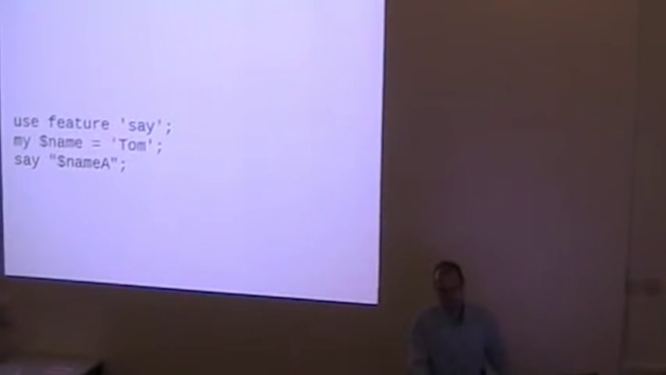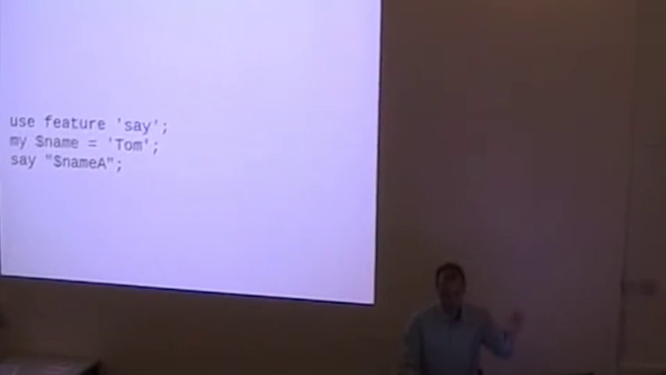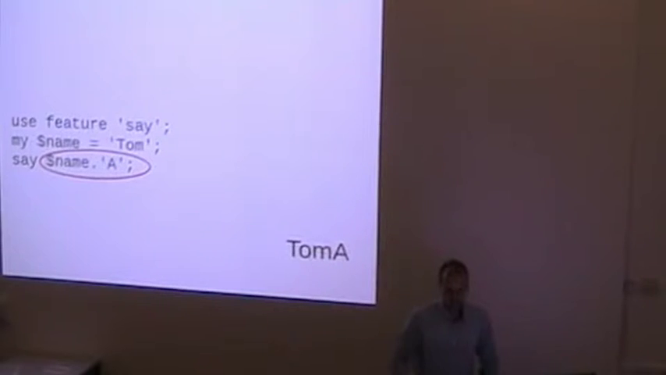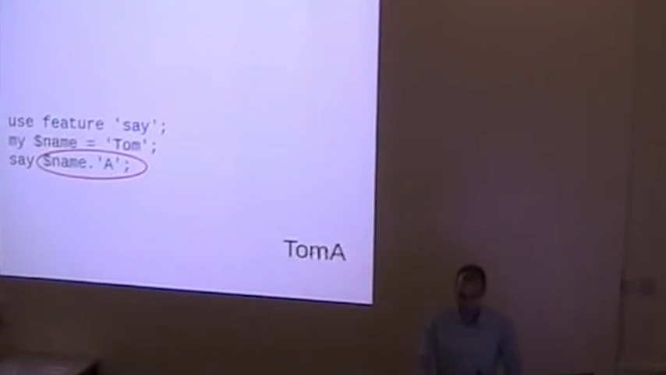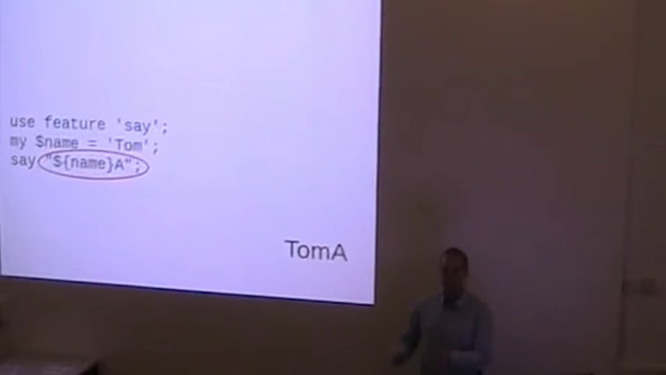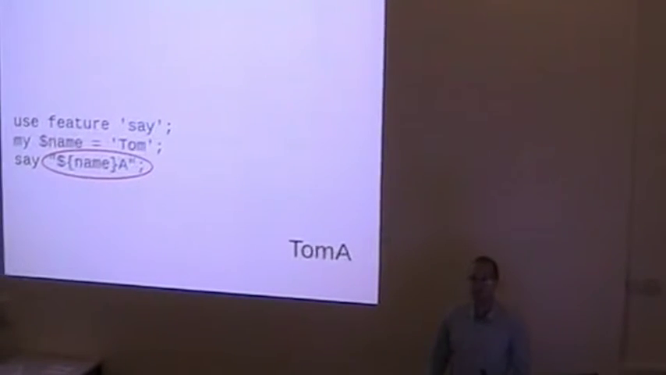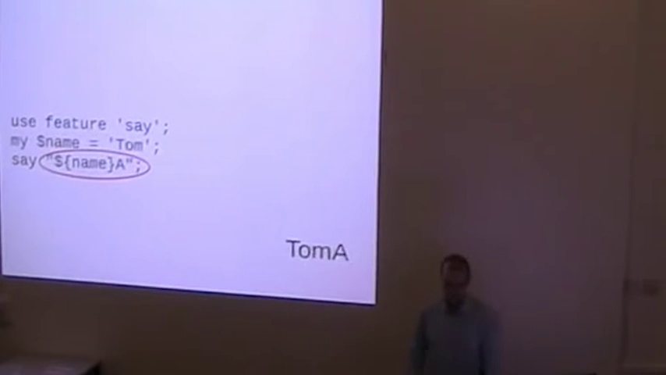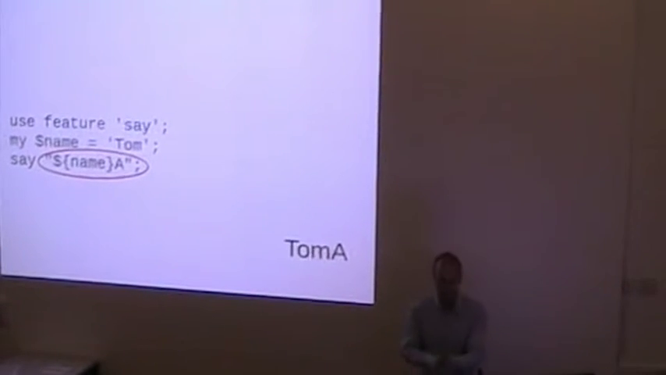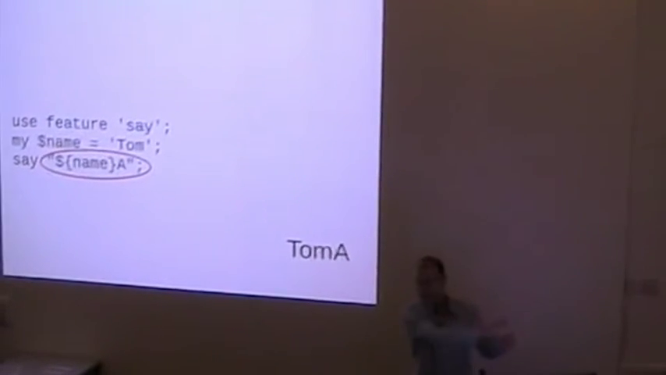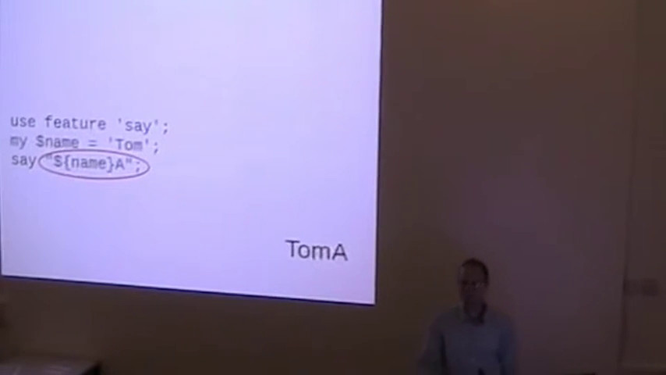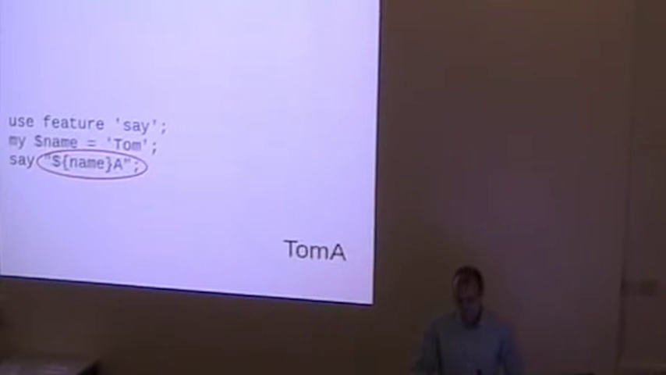So one way of dealing with this is to break up the variable and the literal text. We can use the dot concatenation operator to put the A on the end. Another thing we can do is delimit the variable. Curly braces after the dollar show us what the name of the variable we want to use is. So instead of concatenating strings, we're putting the variable and the literal text in the same string. Okay, so that's the basics.